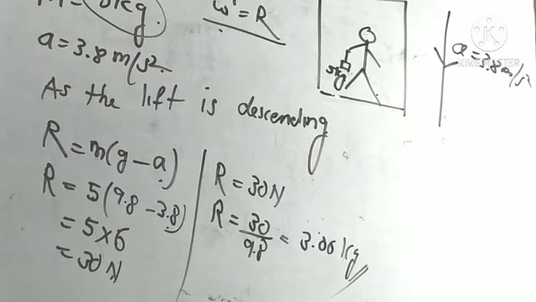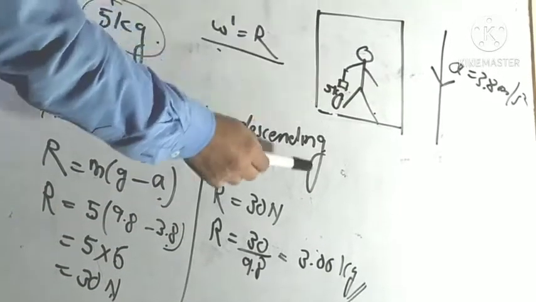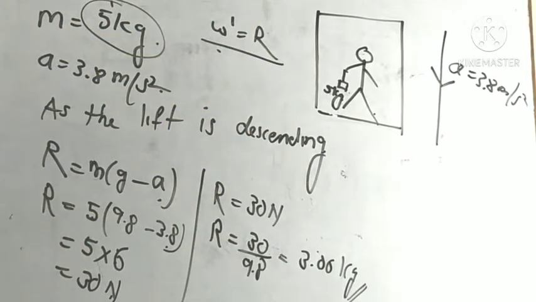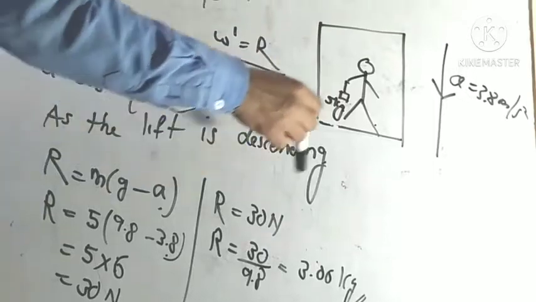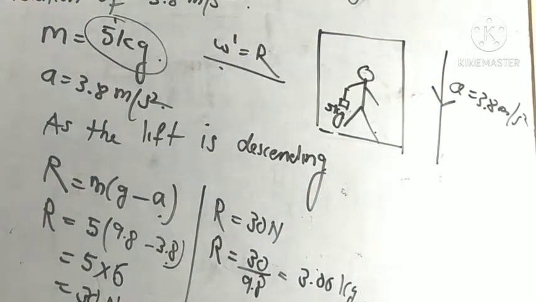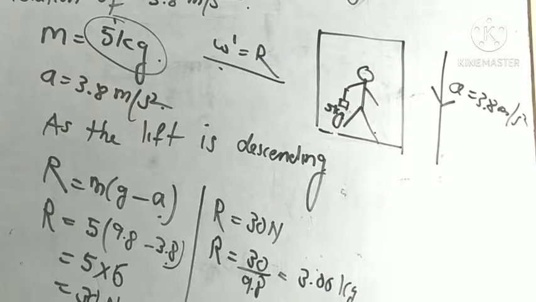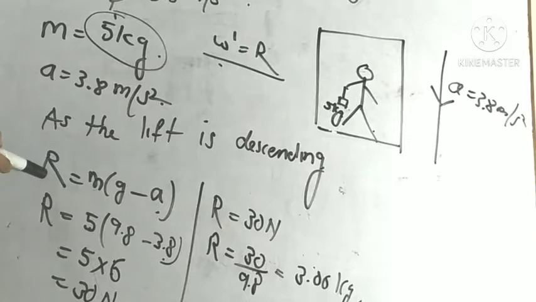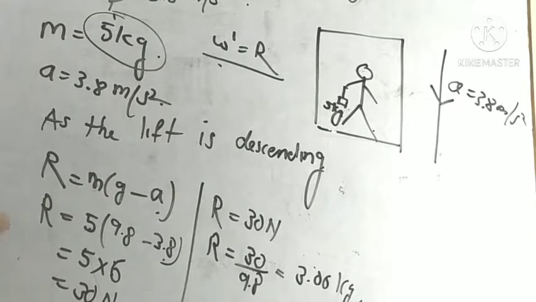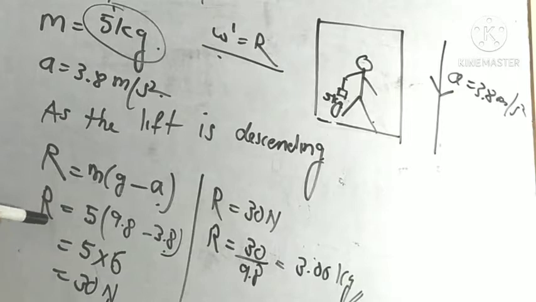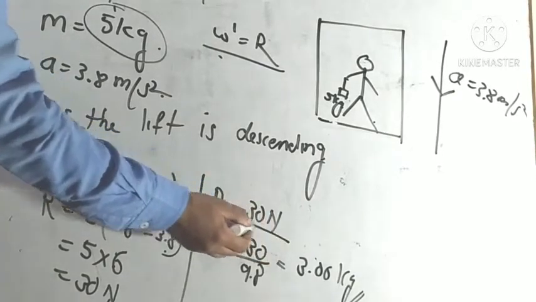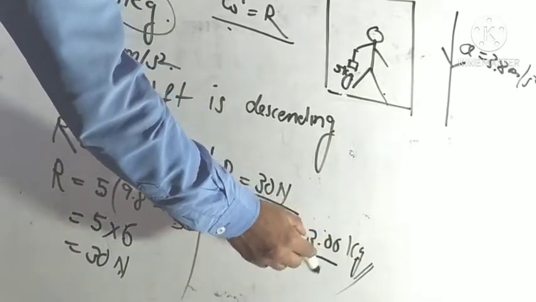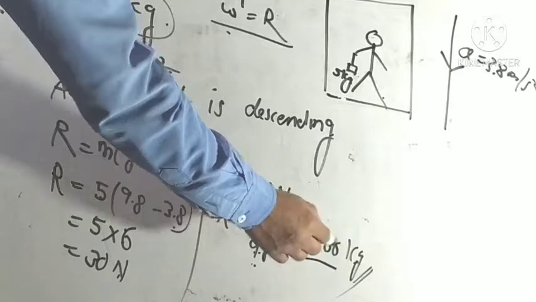So I repeat again what we do here. A man standing in a lift holds a spring balance with a load of 5 kg suspended from it. This lift goes downward with acceleration a equal to 3.8 meter per second square. Now we have to find the reading of the balance. We use the formula R is equal to m(g minus a), and we put all respective values, and finally we get R as 30 Newton. We divide by 9.8 to get the value in kg, the mass of this body, that is 3.06 kg.